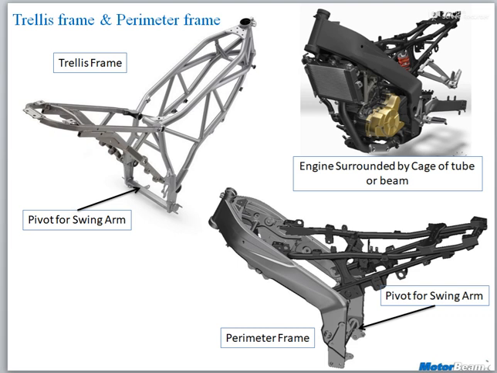Here in the slide I have shown two kinds of frame. This one is a tubular frame, and this one is a combination of tubular and channel box. Instead of channel, we can say it is sheet metal, a sheet metal plate.